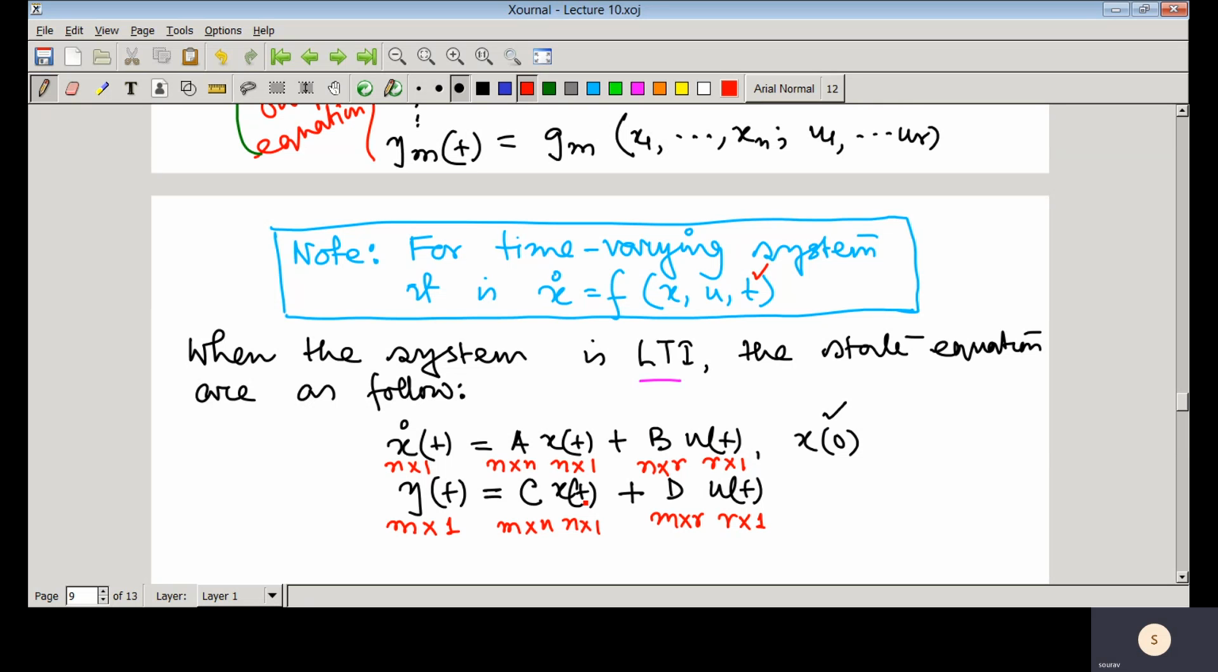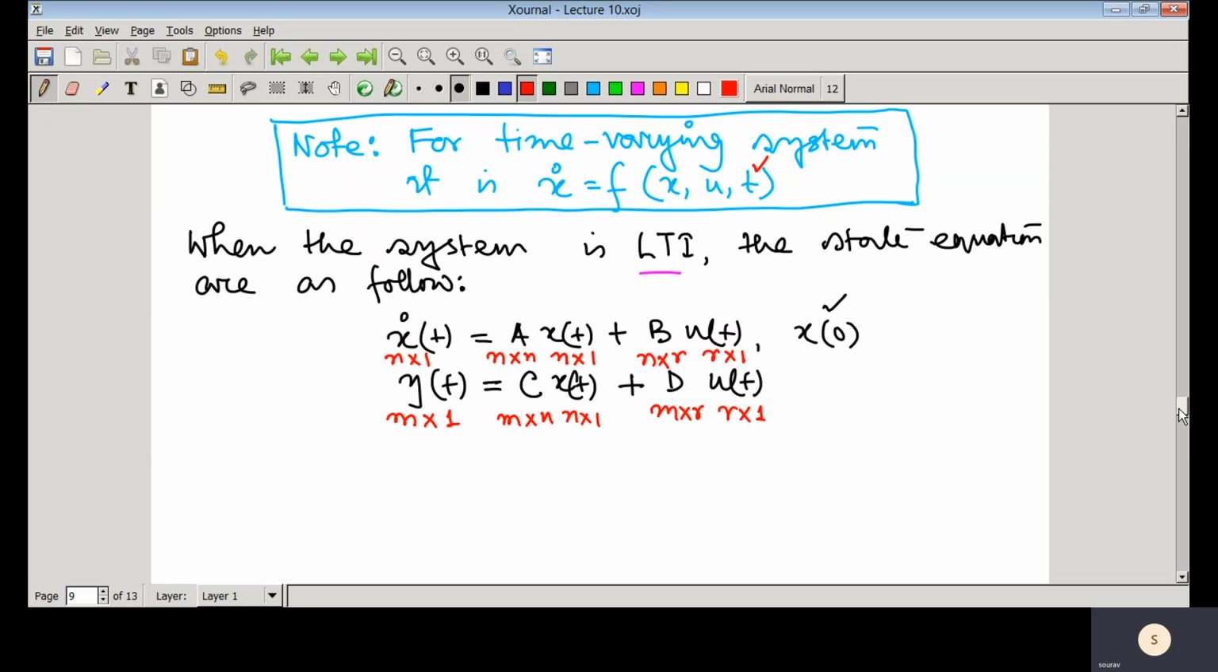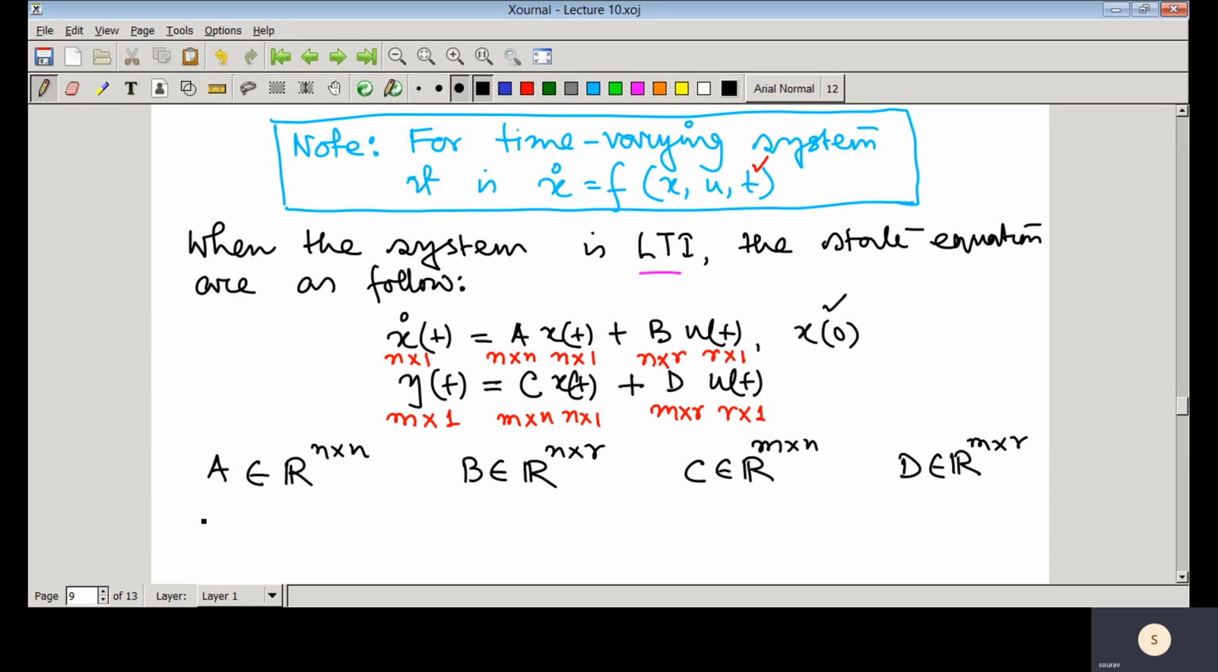So now here we'll just write the dimensions, and you note that all those four matrices are real matrices. So this is that real matrix. A is n cross n, B is n cross r, C is m cross n, and D is m cross r. So now they have some names. It is called the system matrix.